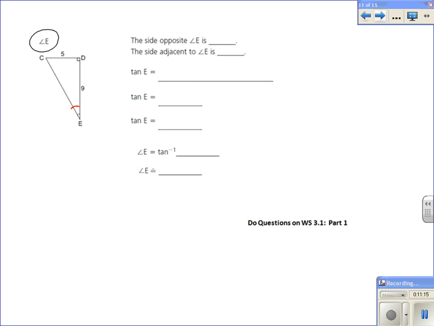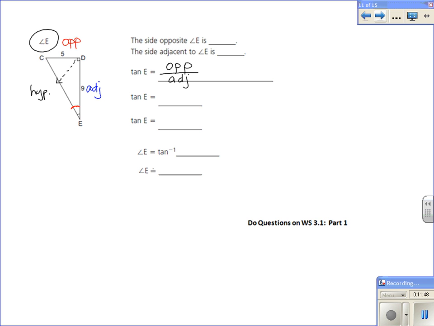I can label my triangle right away. Across from angle E is going to be my opposite side, which is equal to 5. And my hypotenuse is very easy to label. It's the side across from my right angle, which leaves the other arm of this triangle as my adjacent side, which is equal to 9. I know that the tan of E is always going to be equal to the opposite over the adjacent.